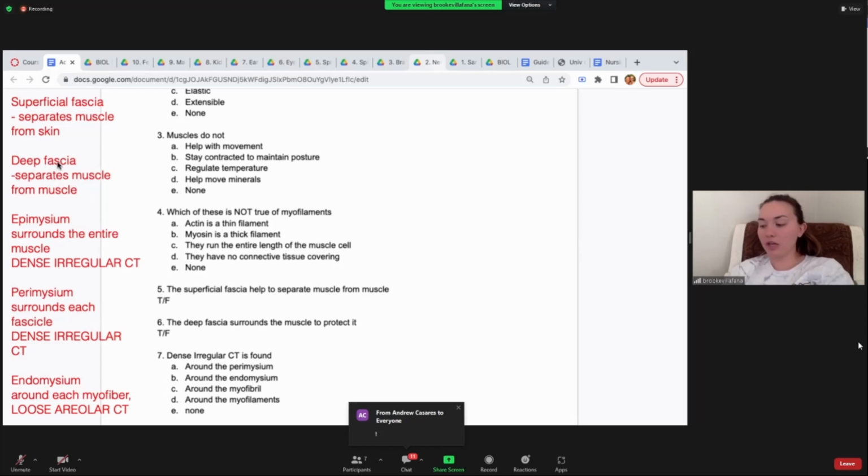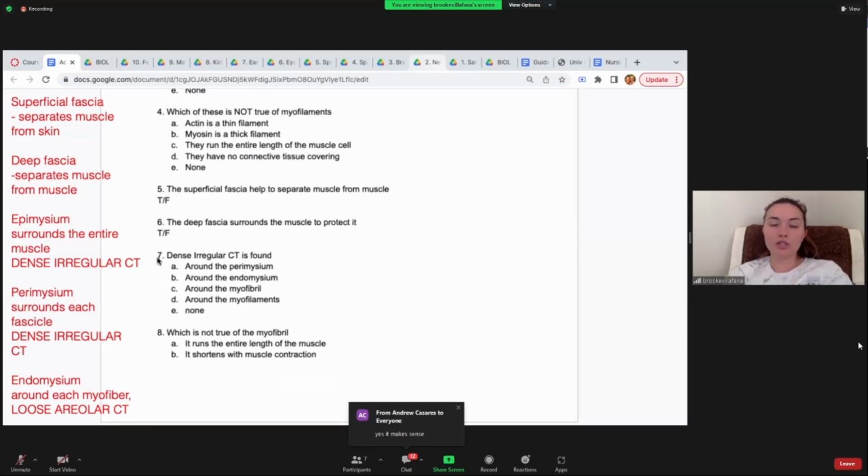So the deep fascia separates muscles from each other, right? What is actually surrounding the muscle itself is the epimysium. Does that make sense? So the answer to 6 would be false. The correct answer would be epimysium. Does that make sense? The deep fascia separates muscles from other muscles versus epimysium protects the actual muscle. Okay. Question 7, dense irregular connective tissue is found where out of these options?